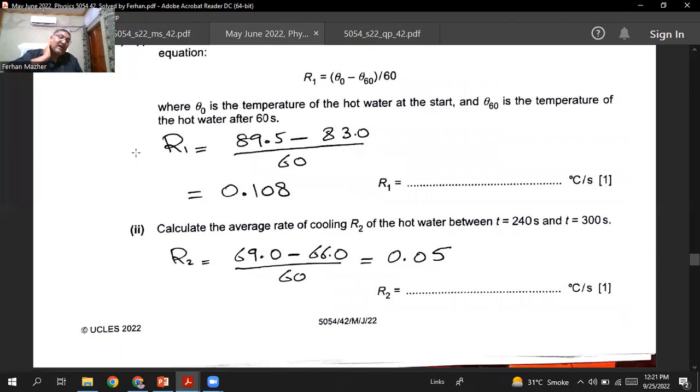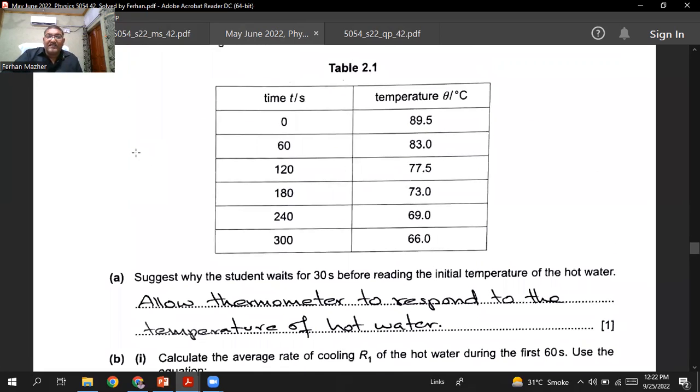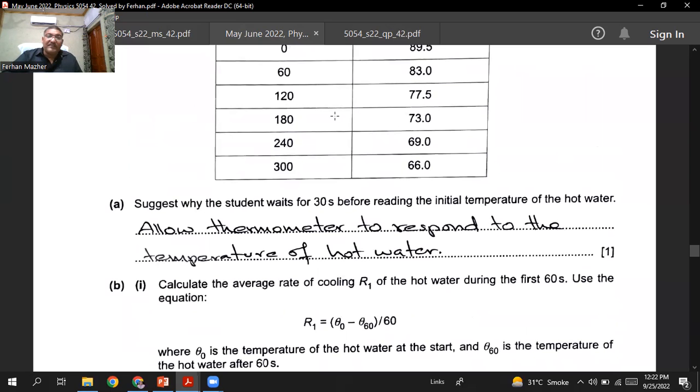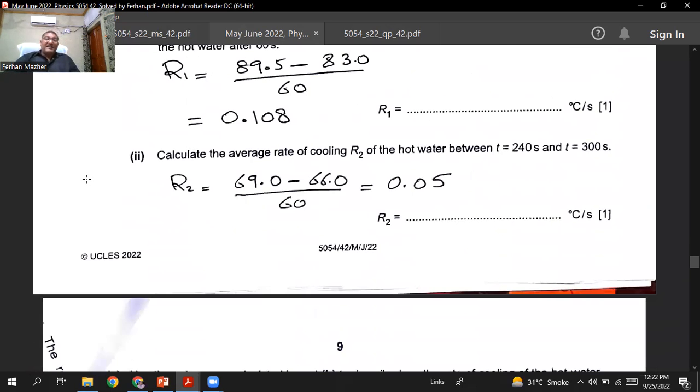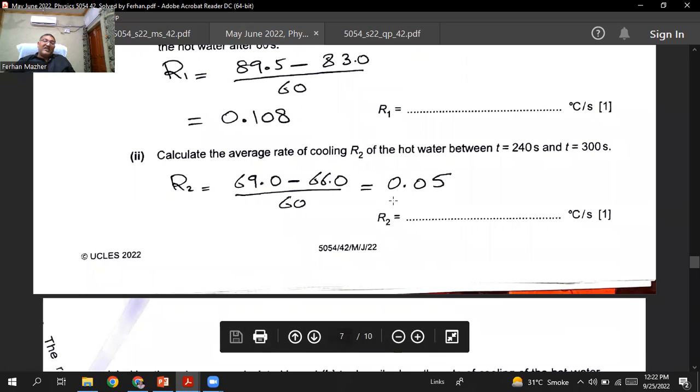Calculate the average rate of cooling R2 of the hot water between 240 seconds and 300 seconds. So at 240 seconds, the temperature is 69. At 300 seconds, the temperature is 66. So this happened in 60 seconds. The rate will be 69.0 minus 66, and you divide that whole thing by 60, so you get 0.05. So this is the rate of the cooling. Before, the rate of cooling was 0.108 degrees Celsius per second, and now it is 0.05. So the rate of cooling has dropped.